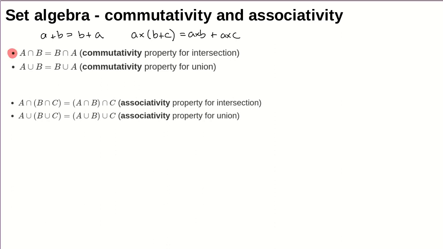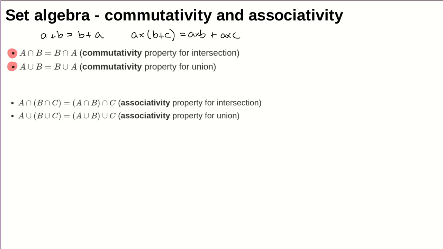So this is the commutativity property for intersection. What it says is that if you have any two sets, capital A and capital B, then A intersect B equals B intersect A. And the commutativity property for union is exactly the same thing for union. It says if you have any two sets A and B, then the union of A and B is equal to the union of B and A. So let's just think why this is true very briefly.